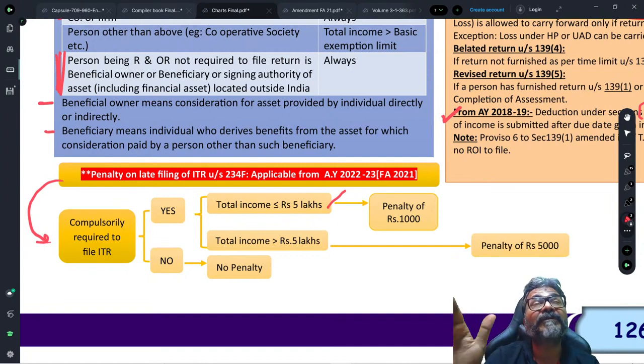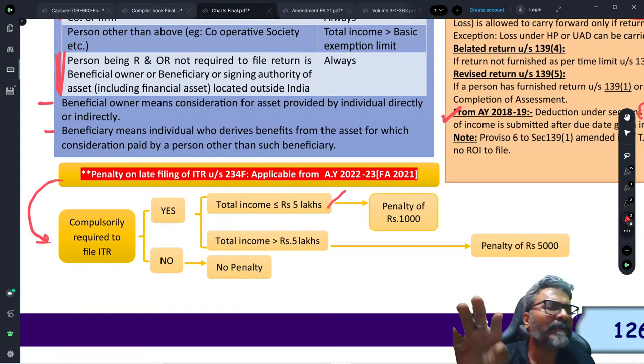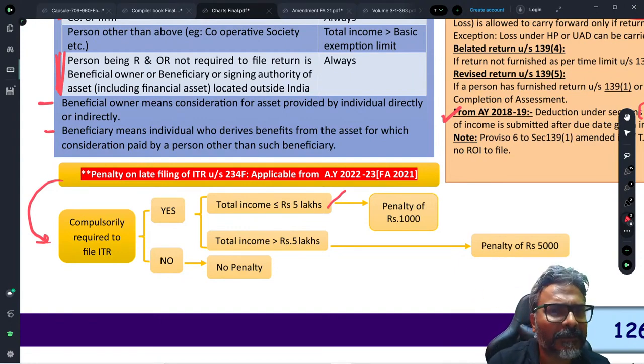234E talks about the fee, and the fee would be rupees 100 per day. That is a fee. But in 234F, you don't use the word fee, it is a penalty. This is about the return of income under 139(1), in which there was an obligation on you to file it, but you haven't filed the return of income.